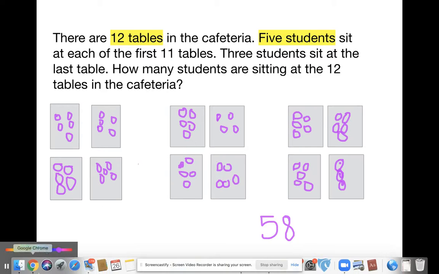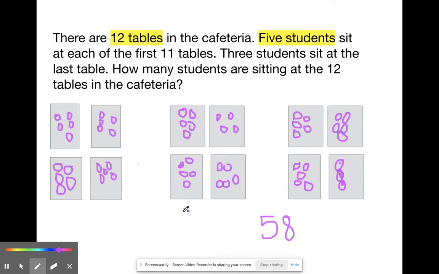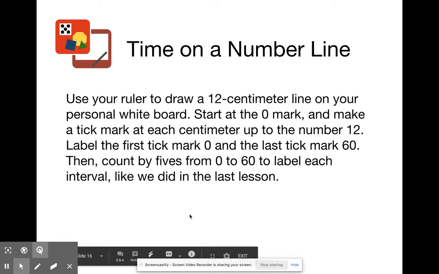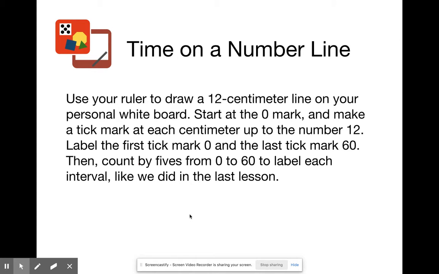All right, we're going to show how that number 58 is going to relate to those final minutes on a clock. Okay, so this says use your ruler. Well, we're not going to use a ruler. If you think about the length of your folder, that's about the length that we're going to draw on our desk. So we're going to draw a line that's about the length of your folder on your personal whiteboard or your desk.